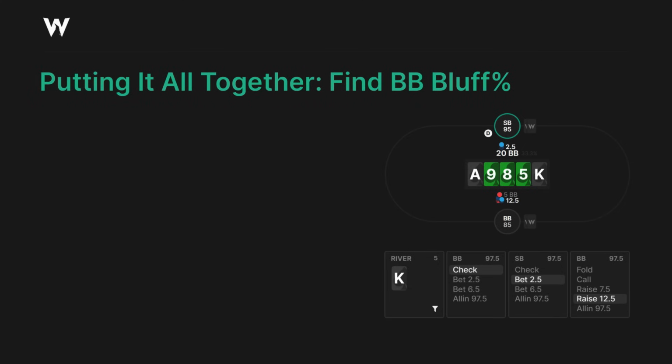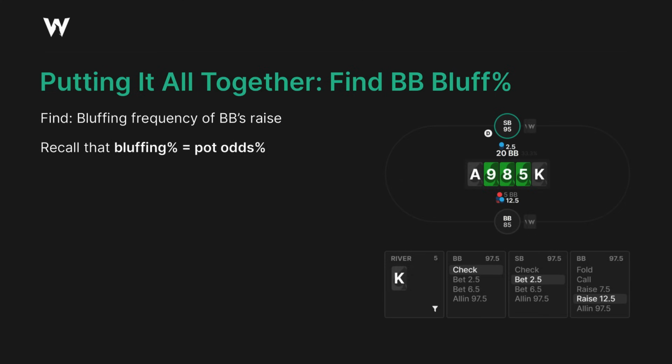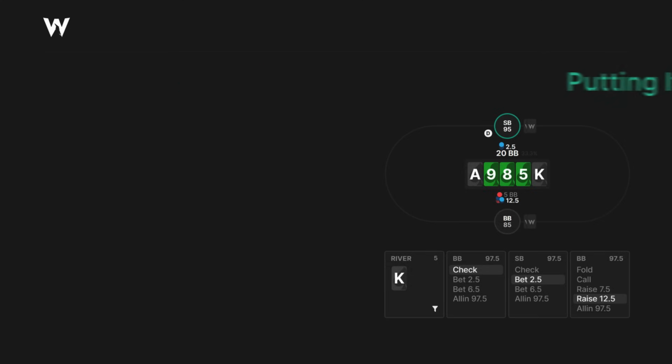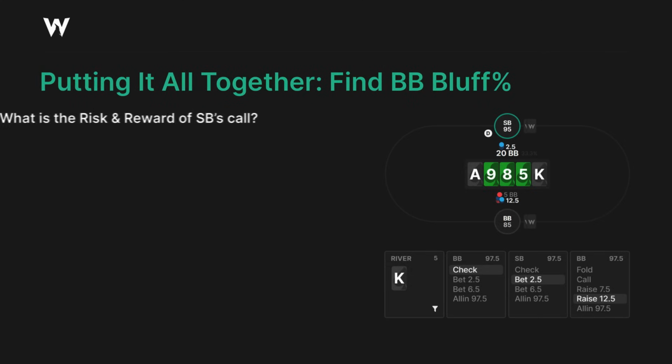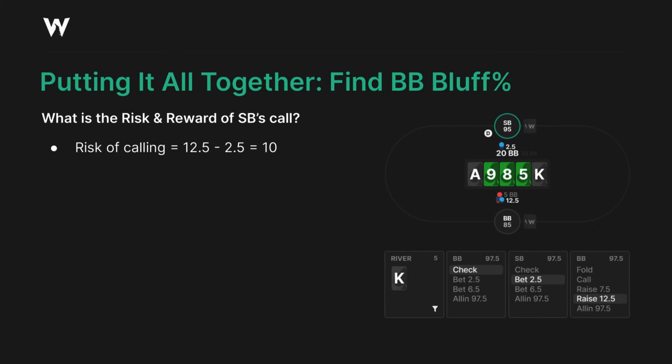We'll start with the first question. Find big blind's bluffing frequency. So, recall that the bluffing frequency is just equal to the pot odds laid. In other words, we need to find the risk-reward of calling. On the river anyway. Again, this does not apply to earlier streets. So, what is the risk-reward of small blind's call? How often do we need to be bluffing for small blind to be exactly break even when they call a bluff catcher?